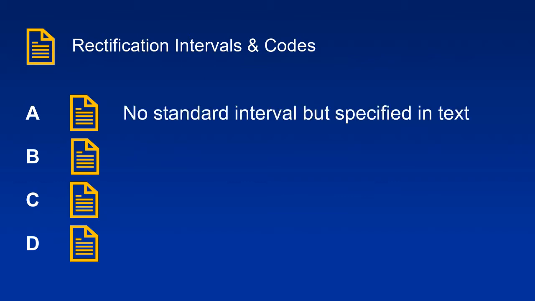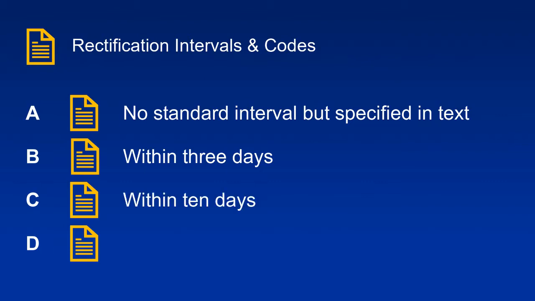Category A items do not have a standard interval, but shall be rectified in accordance with the conditions stated in the MEL text. Category B items shall be rectified within 3 consecutive calendar days. Category C items shall be rectified within 10 consecutive calendar days. Finally, Category D items shall be rectified within 120 consecutive calendar days.